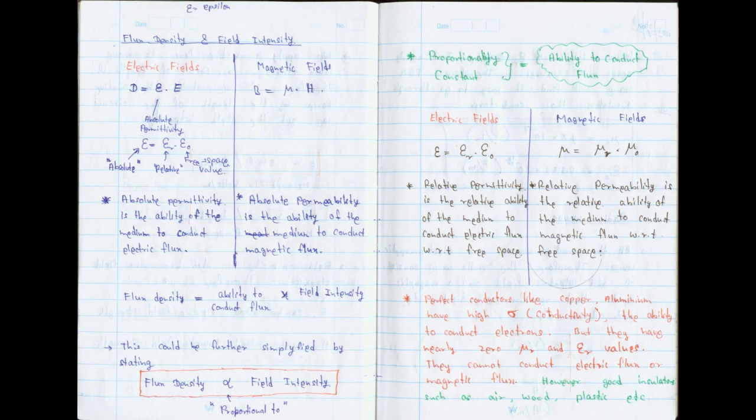Relative permittivity and relative permeability here. Relative permittivity is the relative ability of the medium to conduct electric flux with respect to free space. Relative permeability is the relative ability of the medium to conduct magnetic flux with respect to free space. These values are available in the engineer's handbook for various materials: wood, metal, water, air. You can read these values from the table, and the tables are available on the internet and in any library's engineer's handbook. If you work with a material, you can find its relative permittivity and relative permeability.